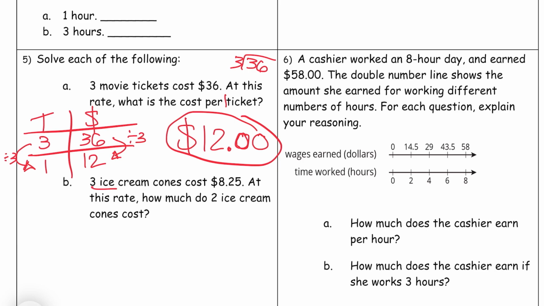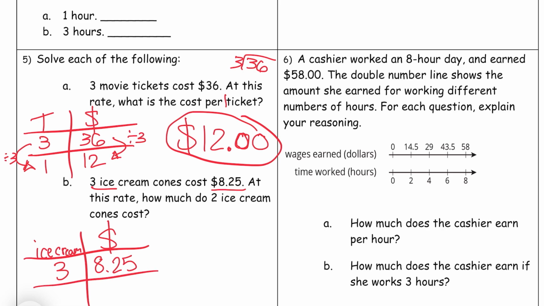Question B. 3 ice cream cones cost $8.25. At this rate, how much do 2 ice cream cones cost? So I'm going to say ice cream and money. So I know 3 ice cream cones cost $8.25. I'm trying to find out how much 2 cost. So one way to do it is first find out how much 1 ice cream cone costs, and then you can times that by 2.